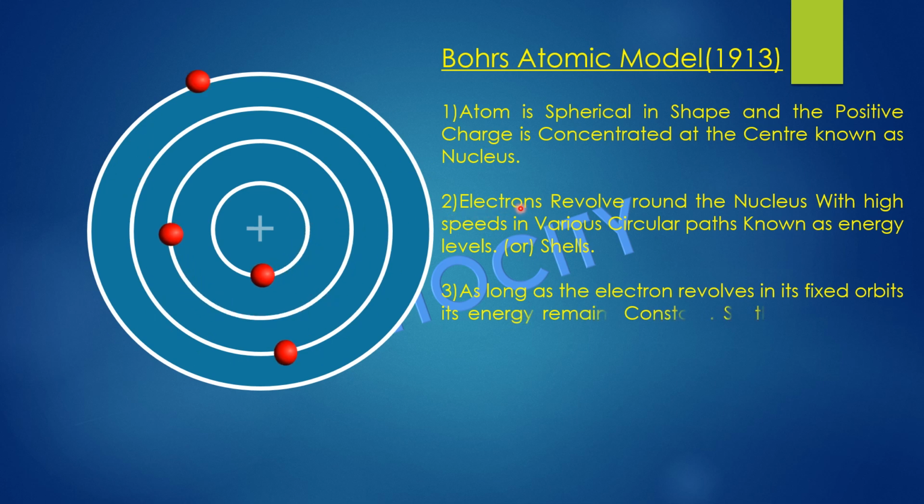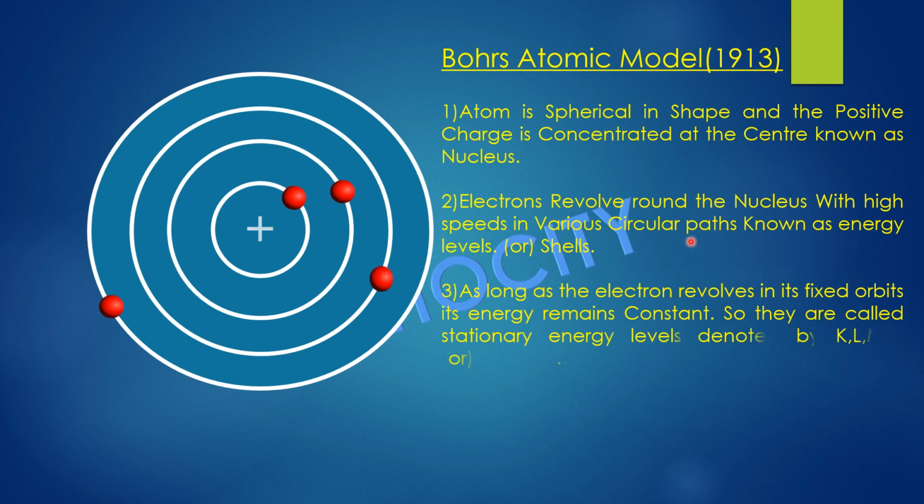Next, electrons revolve around the nucleus with high speeds in various circular paths known as energy levels, or we call them shells. This is the first shell, this is the second shell, this is the third shell, and this is the fourth shell. They are denoted with n equal to 1, n equal to 2, n equal to 3, n equal to 4, and so on, or K, L, M, N, and so on. Are you clear about that? So he proposed that electrons are revolving around the nucleus with high speeds in circular orbits.